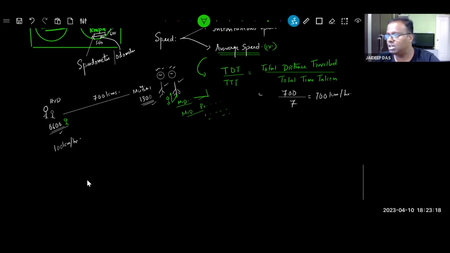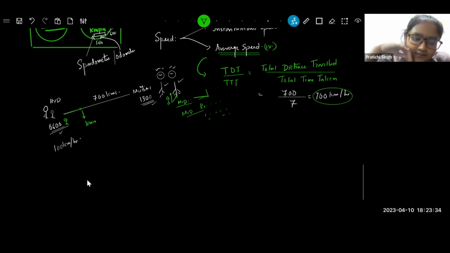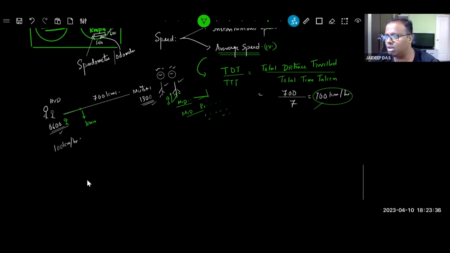Average speed does not tell me what you did in between the journey. Are you understanding what this fellow has done? This fellow, after traveling 2 hours, must have stopped somewhere, and he must have stopped for 30 minutes. Did he travel these 30 minutes? No. That means he did not travel at 100 kilometers per hour. He must have traveled some sections at much higher speed. Then only his 100 kilometer ka average aayega na.